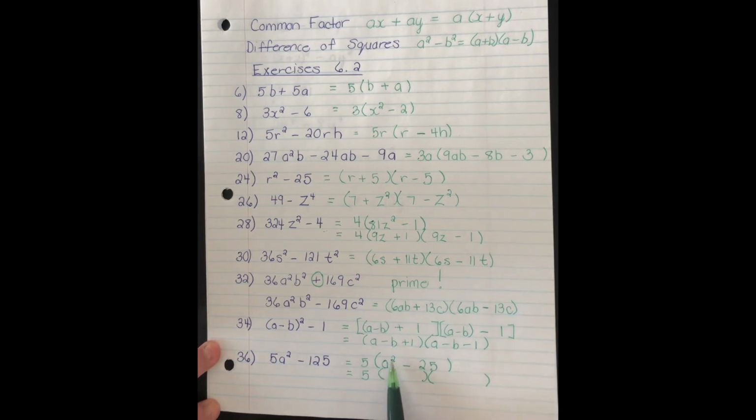The square root of a squared is a. Put a plus sign, put a minus sign. The square root of 25 is 5.